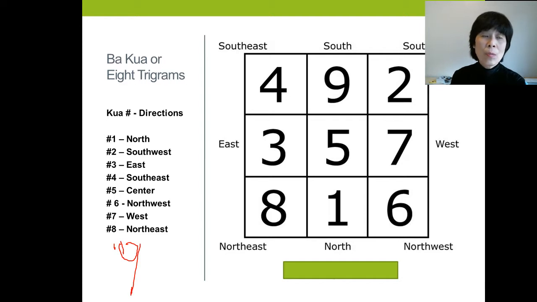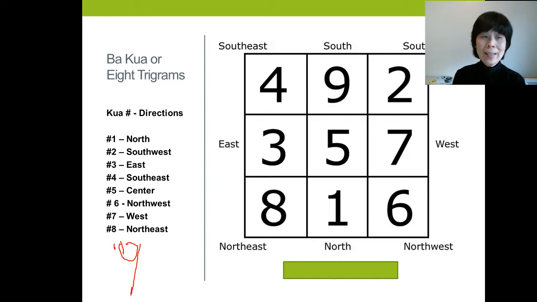So 1 will be the north, southwest 2, east will be the number 3. Center will be number 5. Number 4 will be in the southeast. Number 6 would be the northwest. Number 7 will be the west. And number 8 will be in the northeast. And lastly, of course, will be number 9, which is in the south.